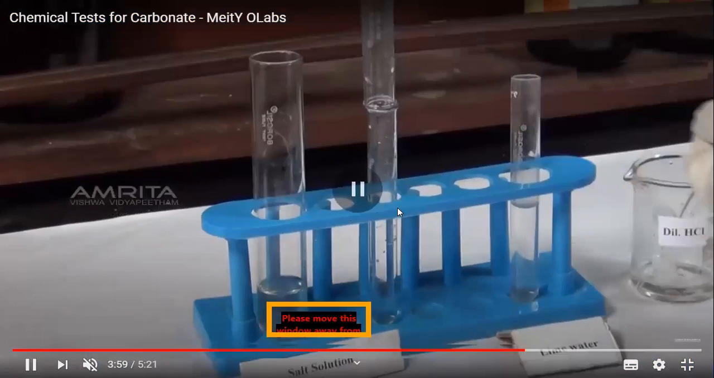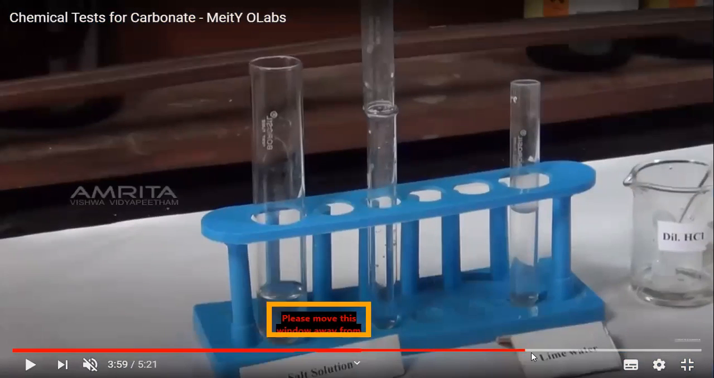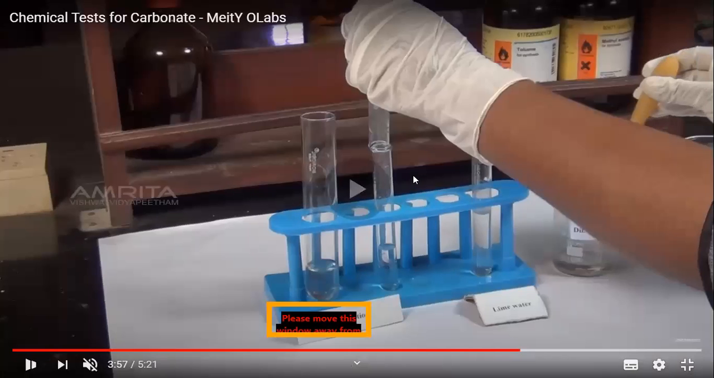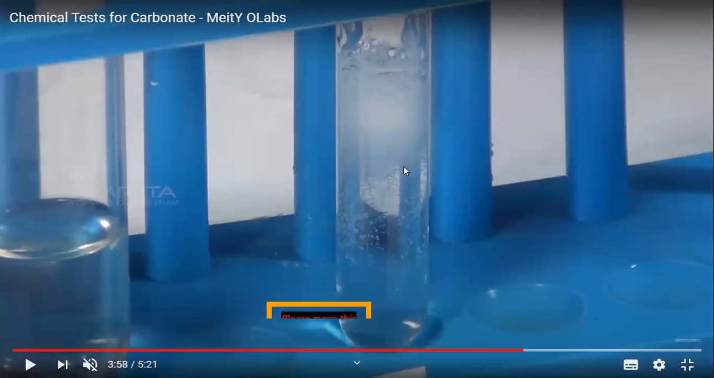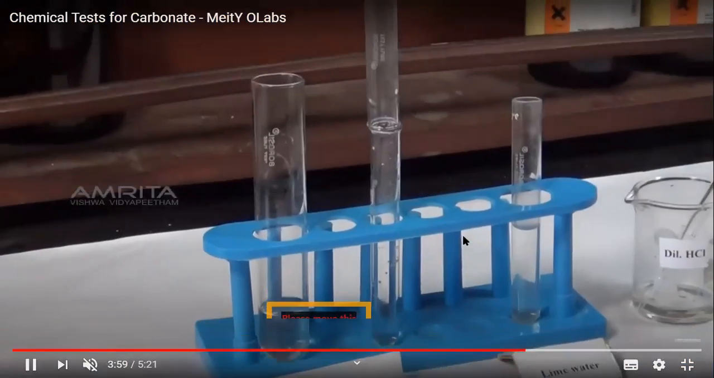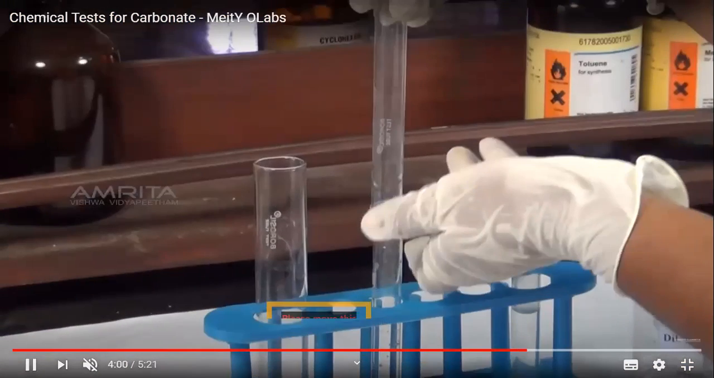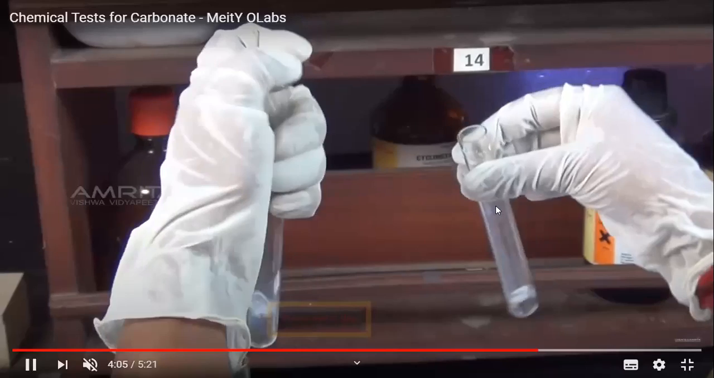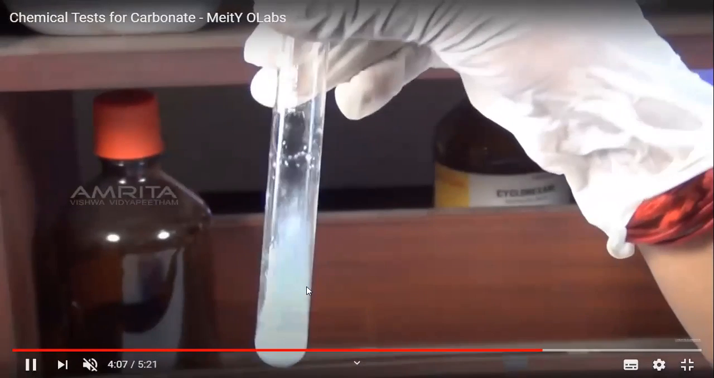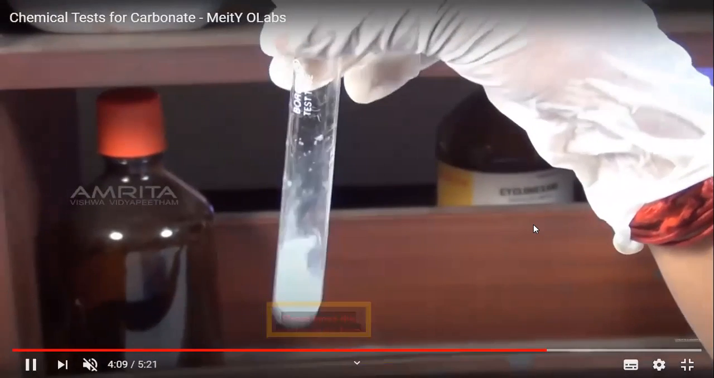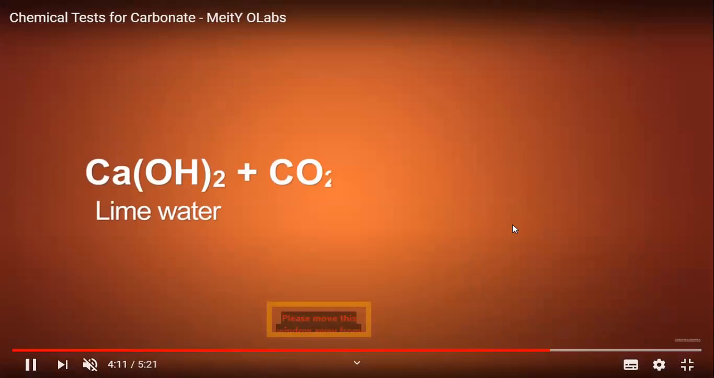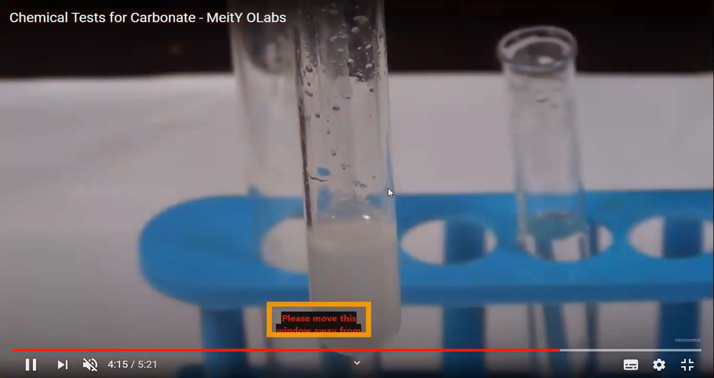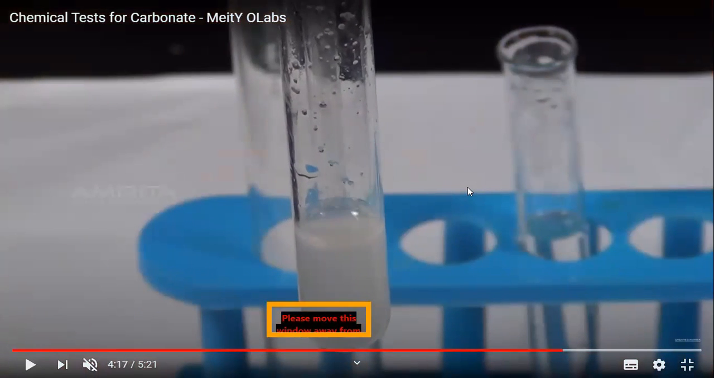You can see the effervescences once again. Let me show you once again the brisk effervescences. Great. You might have seen the brisk effervescences, my dear students. Now the gas is collected into the test tube, and we are going to add the lime water. You can see that the lime water turns milky, and as the lime water turns milky, we can say that carbon dioxide gas is being produced by the reaction.